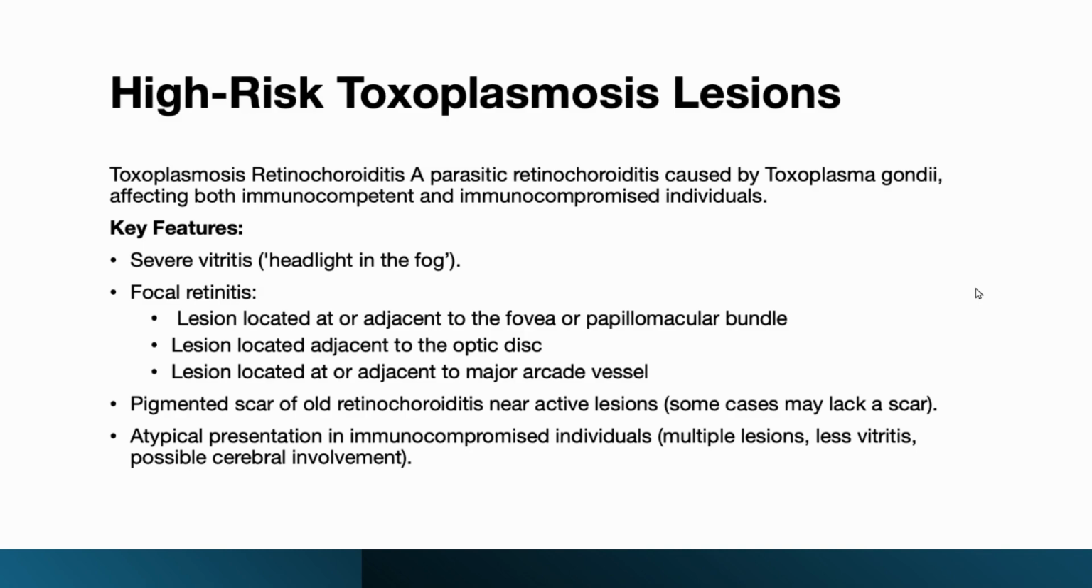The lesion is often accompanied by an intense vitritis, which is sometimes known as headlight in the fog. This is due to the contrast between the bright retinitis and surrounding inflammatory haze. Patients typically present with decreased vision and floaters, and some may have mild ocular discomfort or elevated intraocular pressures. In immunocompromised patients, toxoplasmosis can have a significantly different presentation. Instead of the classic reactivation pattern, lesions tend to be larger, multifocal and bilateral, sometimes mimicking other infectious causes such as CMV retinitis or syphilis.